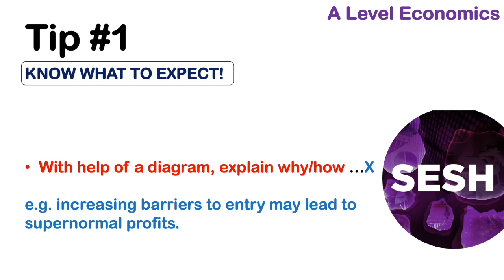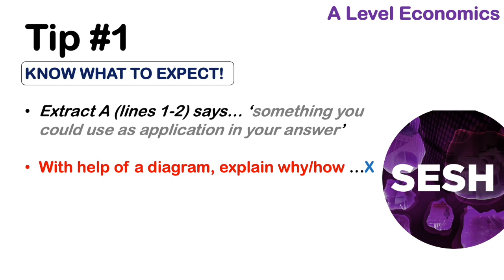Now with these questions, you can see them in red. That's a common type of structuring for a 9 marker, but above it, you're likely to see something else. Here we see something that you could see. Extract A, lines 1 to 2, says something, and that something is clearly going to be application you could use in your answer. It's going to give you a narrow focus to how to answer these questions. So be aware of that.